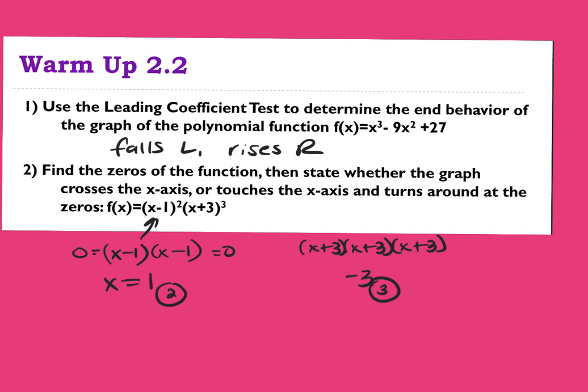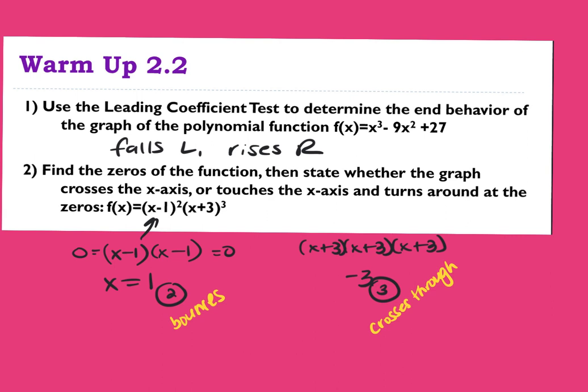It said from there, determine whether it crosses the x-axis or touches and turns around. On that kind of question, it's all built into the graph, so you won't actually have to write it out on your quiz. But if I did, I would say that at 1, because it's even, it bounces or it touches and turns around. I'll take either of those. And then at negative 3, because it occurs an odd number of times, it crosses through.